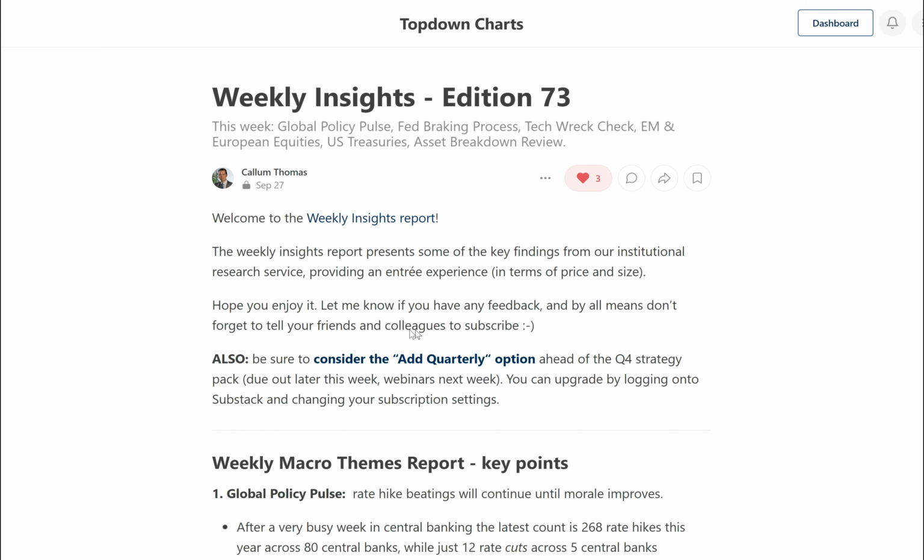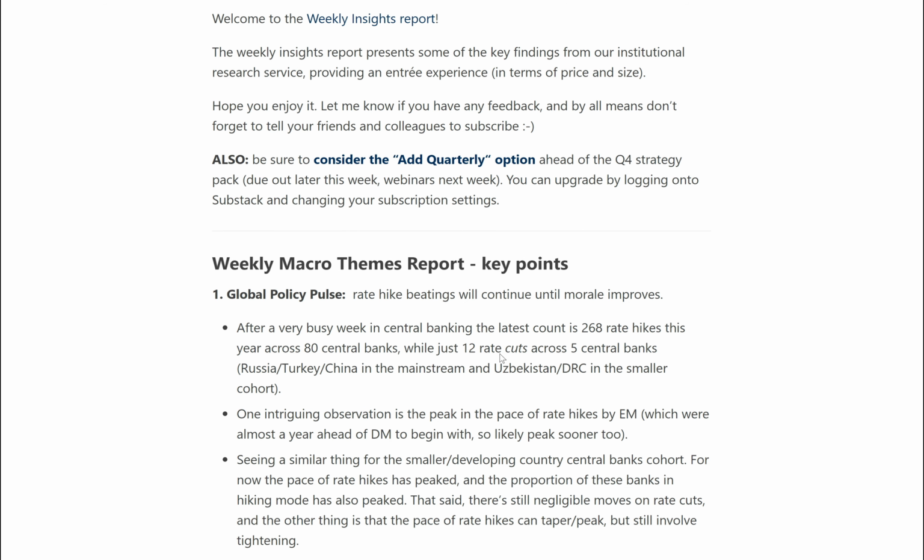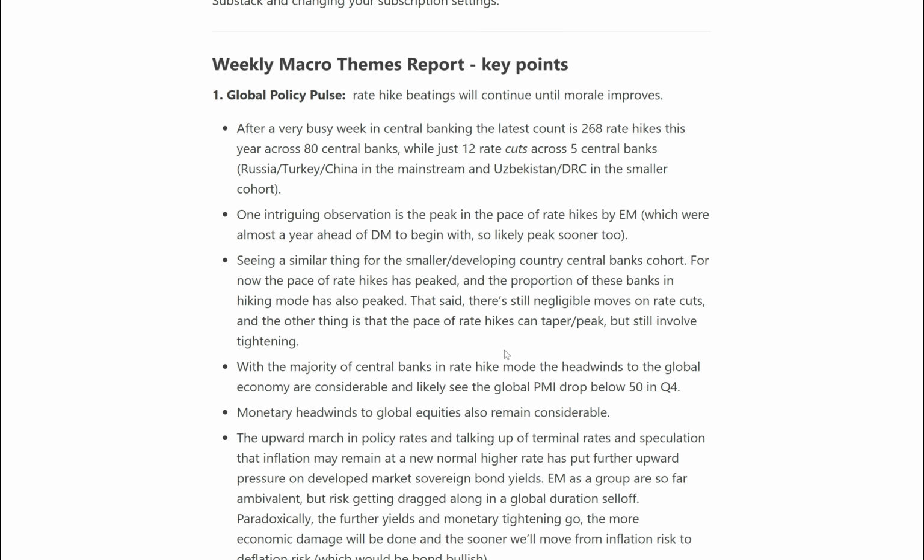But going into the weekly, just for context, it's taking information from two different reports from the institutional service. One is the weekly macro themes report, which looks at up to 5 different ideas each week that generally span 3 different categories. So actual investment ideas, risk management inputs, so this is a key risk on the horizon that we need to be factoring in, or general macro insights. For example, here is a good example of that, global policy pulse.